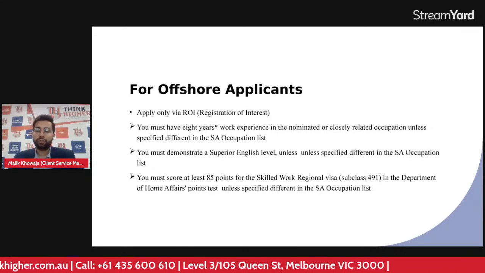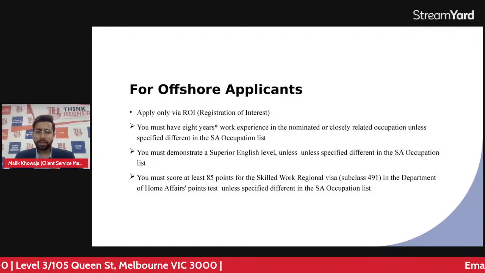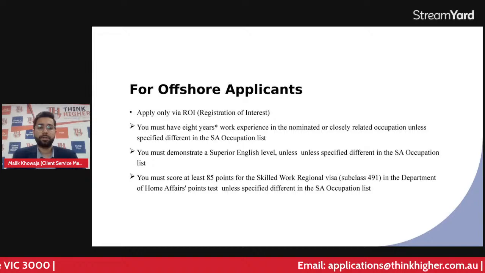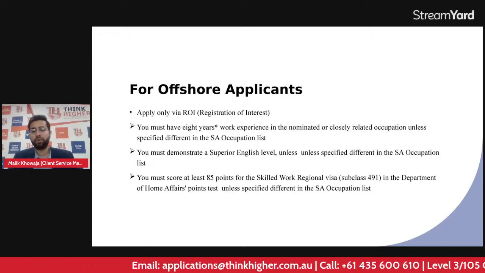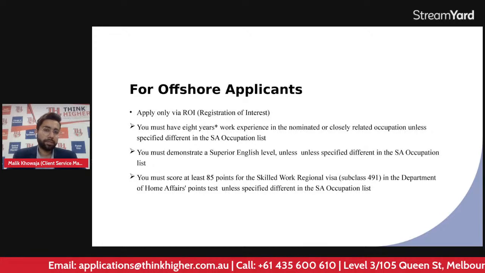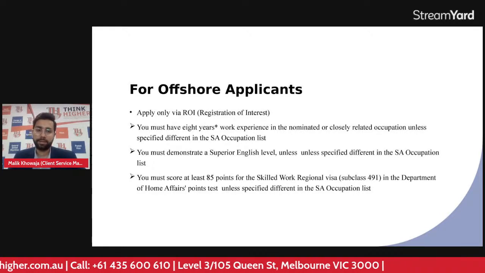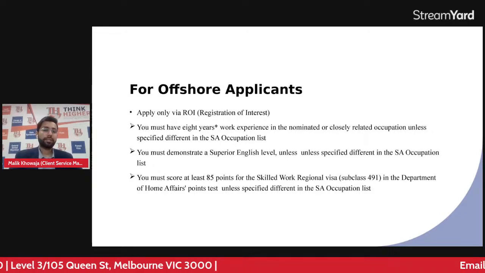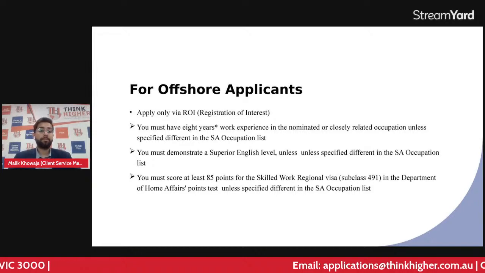Last point is that you must have at least 85 points in the expression of interest. That also includes your 491 points that you are claiming that the state is going to give you. So that would be 70 plus 15 points, making it up to a total of 85 points. Okay. And also for this one, you need to make sure that you check your occupation list, as your requirement might be less.